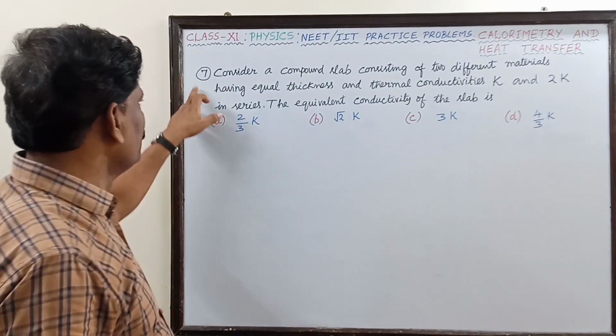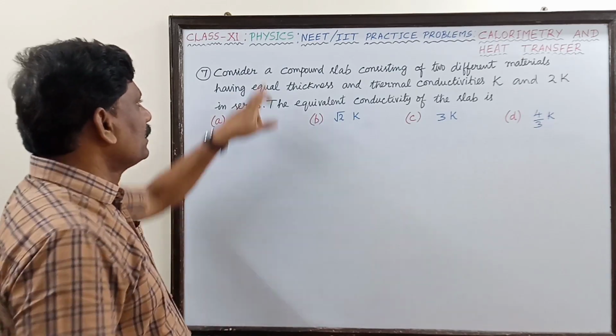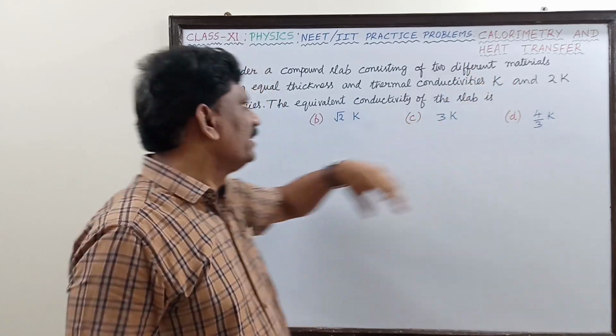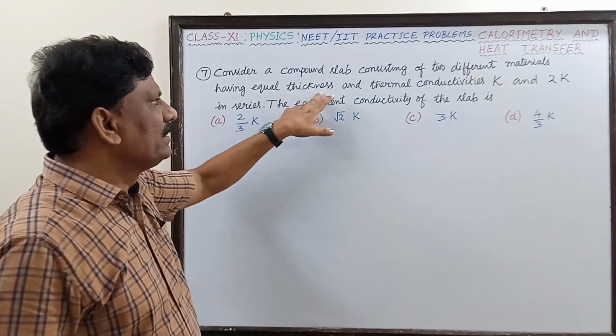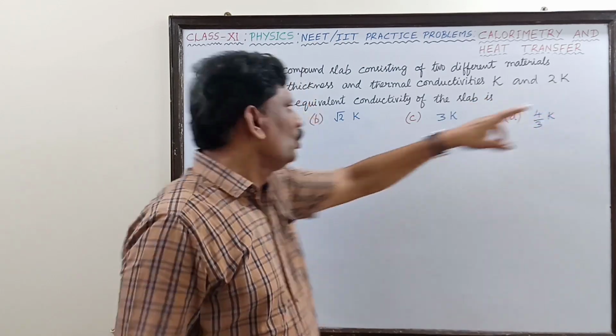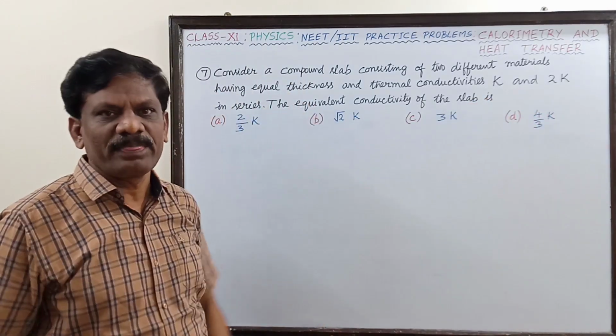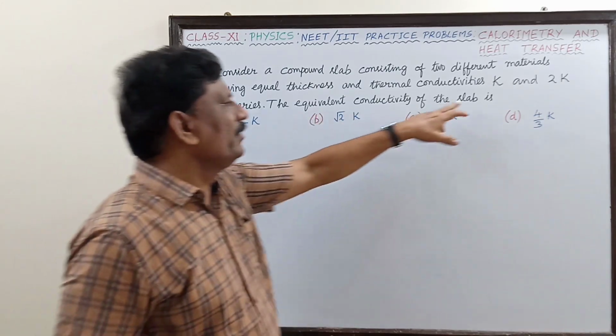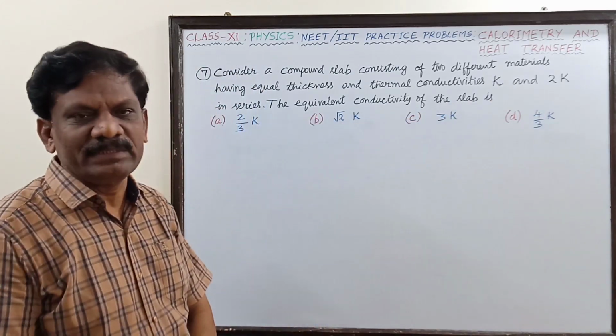Hi students, MCQ number 7. Consider a compound slab consisting of two different materials having equal thickness and thermal conductivities K and 2K in series. Two rods are connected in series. The equivalent conductivity of the slab has to be determined.